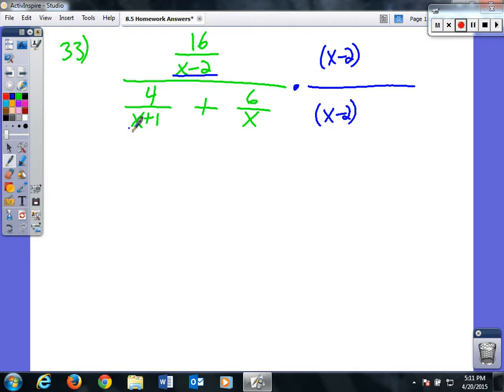All right, if I want to get rid of this x plus 1, then let's multiply by x plus 1. And if I want to get rid of this x, let's throw an x on there. It may help to think of these as being divided by 1.